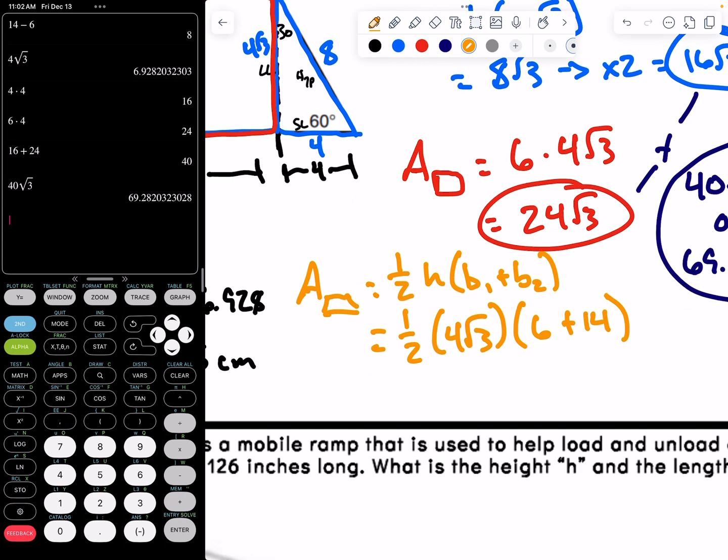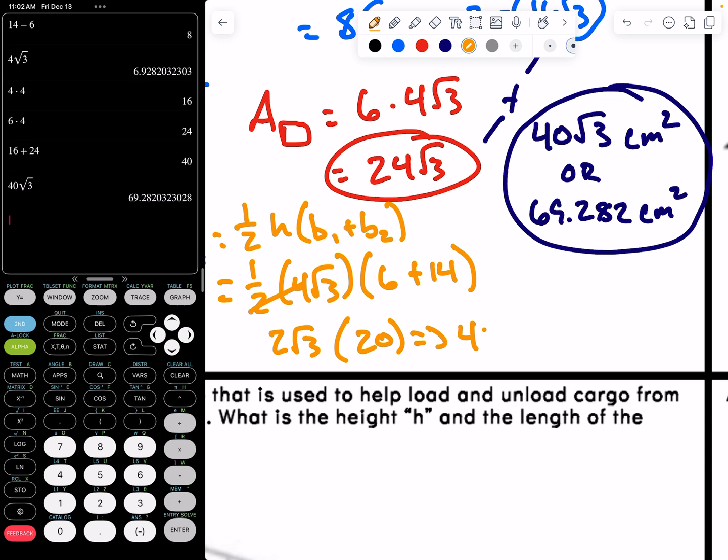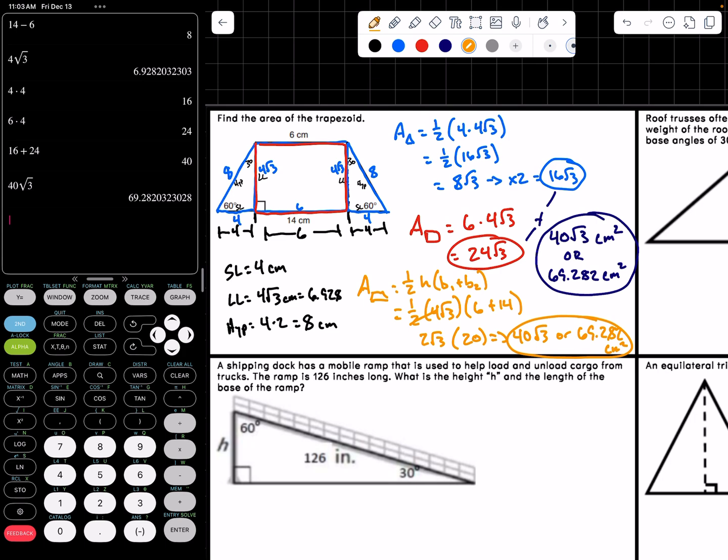So 1 half of 4 is 2 root 3. That covers that right there. Times 6 plus 14 is 20, which still gives us 40 root 3, or 69.282 cm squared. Either way we go about doing it, we're going to end up with that 40 root 3. But by using my 30, 60, 90 rules, I was able to get those lengths pretty quickly. Now I've just got to get comfortable with dealing with square roots and adding and multiplying. If you have questions about those specific rules, we can discuss that further in class.